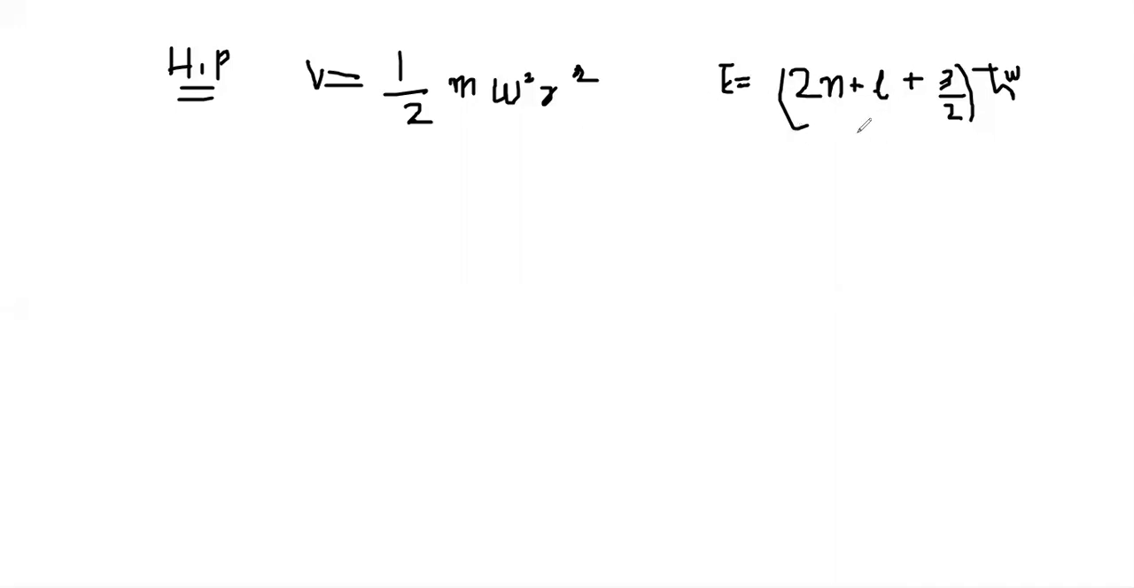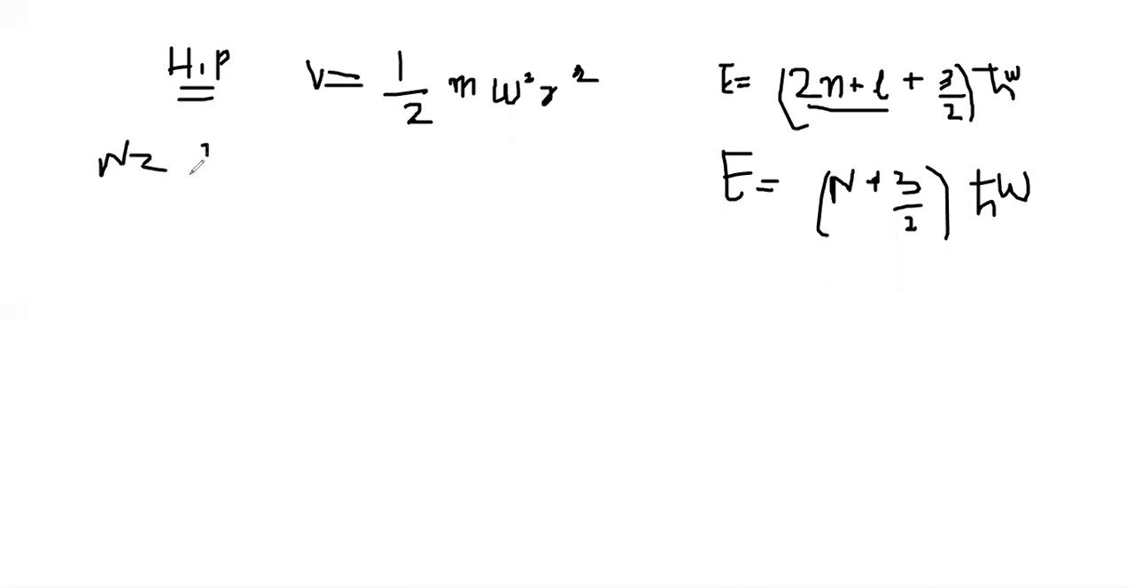So this is the energy. Let us say it is like this. I can write it like this: E is equal to (N plus 3/2) h cross omega, where N is 2n plus L. Now what is this N equal to? The capital N we have written here is 2n plus L, and corresponding to this N, there are energy levels.